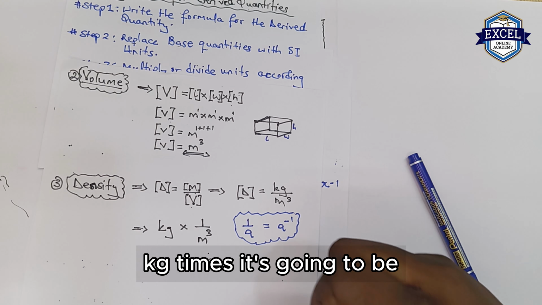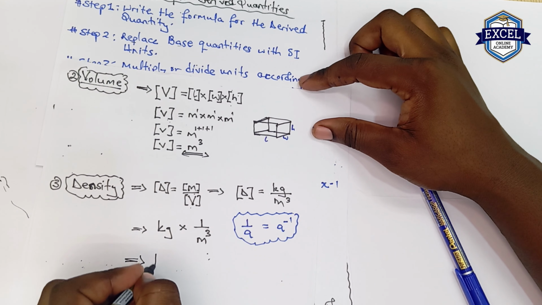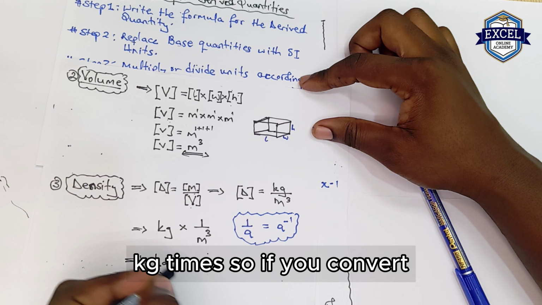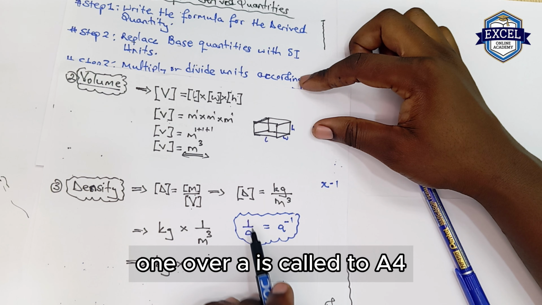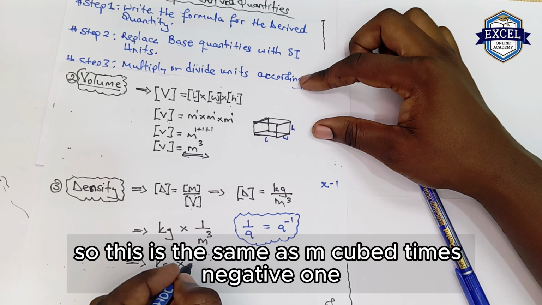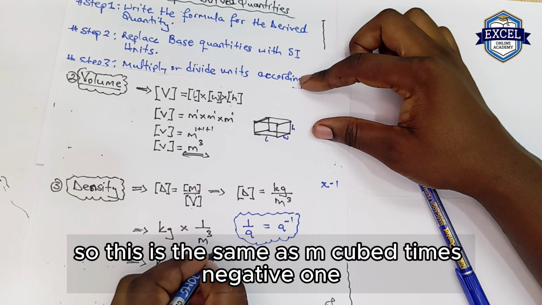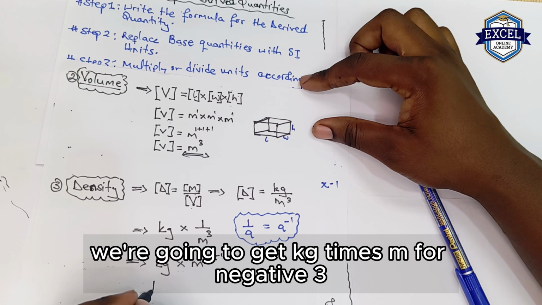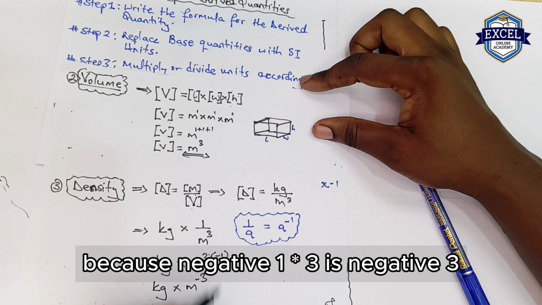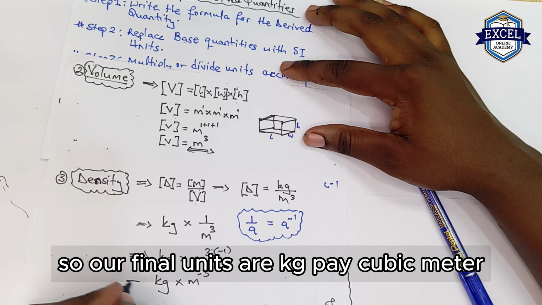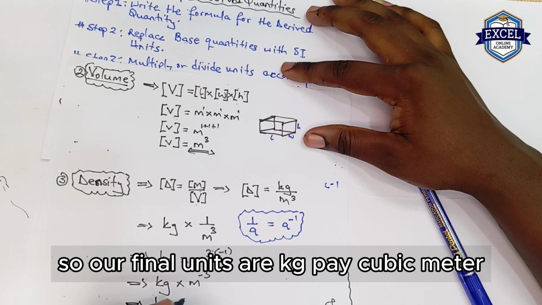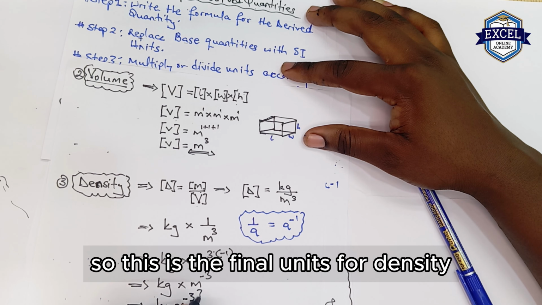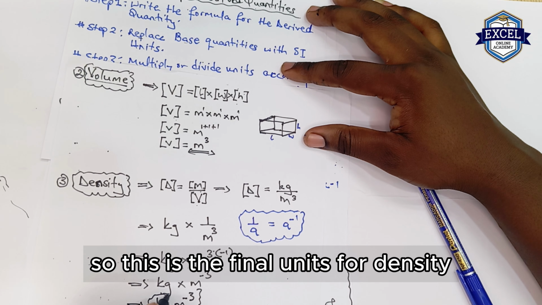So it is going to be kg times, so 1 over M power cubed, 1 over A is equal to A to the negative 1, so this is the same as M cubed to the power negative 1. We're going to get kg times M power negative 3, because negative 1 times 3 is negative 3. So our final units are kg per cubic meter. So this is the final units for density.